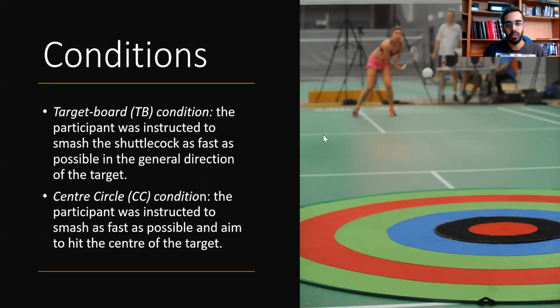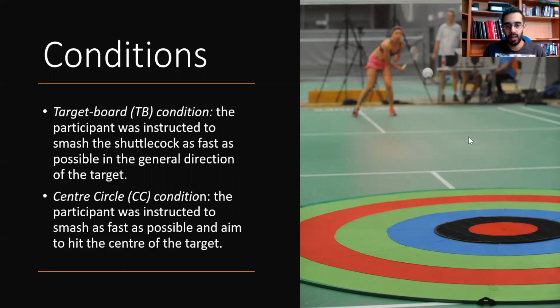In terms of conditions, the first condition, the target board condition, TB, what we did was the investigator asked the participant, smash as fast as possible, but just towards the general direction of the target. For the second condition, the center circle condition, the participant was asked by the investigator, smash as fast as possible, but this time towards the center of the target.